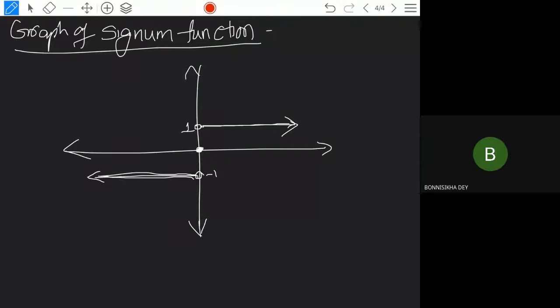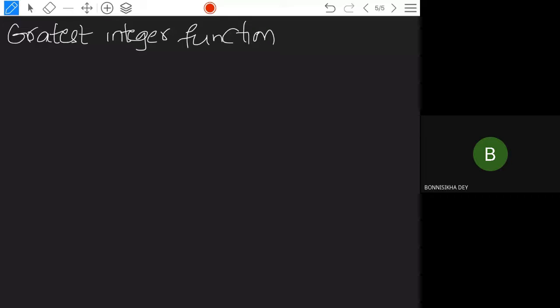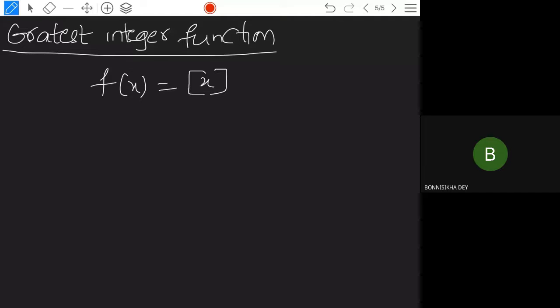Yes, sir. Okay. Now the next function is the greatest integer function. This is very, very important. What is meant by the greatest integer function? I'll explain. f of x is equals to, it will be written in the box as [x], the greatest integer function. We have to read it as the greatest integer function only.